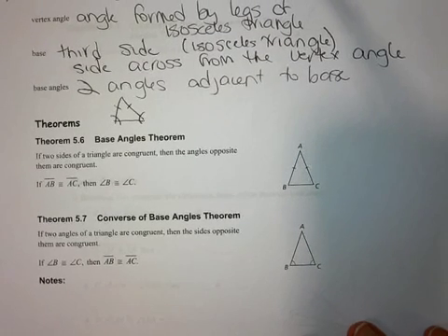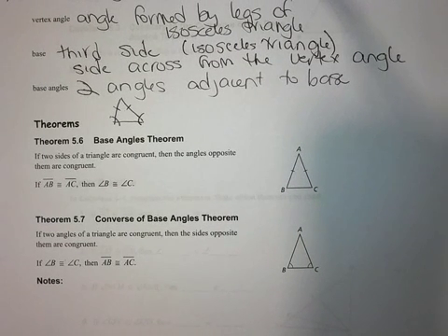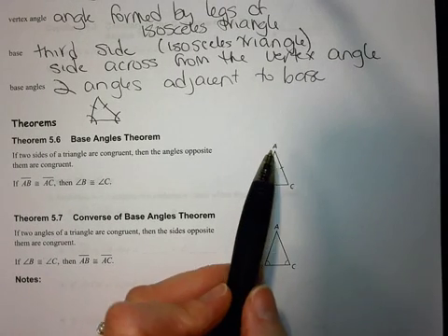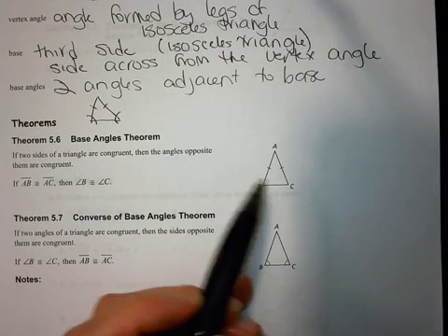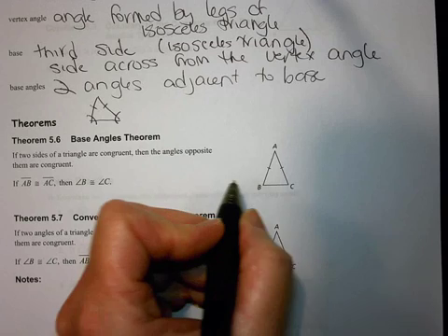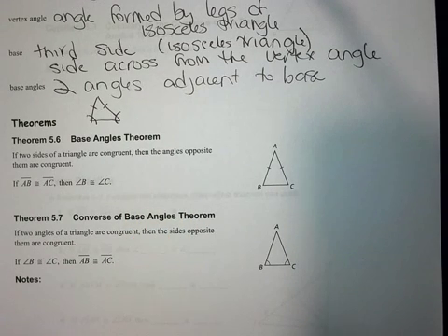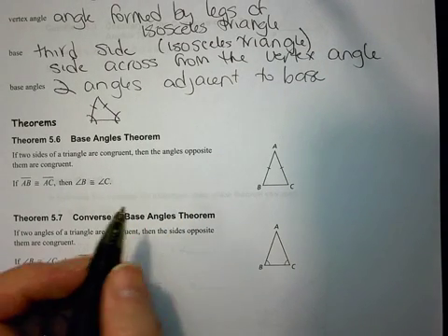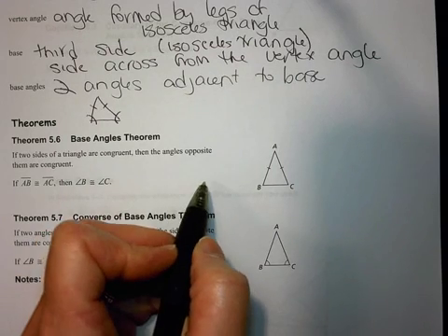Okay, we have two theorems that we're going to discuss. We're going to discuss the base angle theorem, which says if two sides of a triangle are congruent, then the angles opposite them are congruent. So in this example, if AB is congruent to AC, then right away you know that angle B is congruent to angle C. So if you start with sides, you have congruent angles.